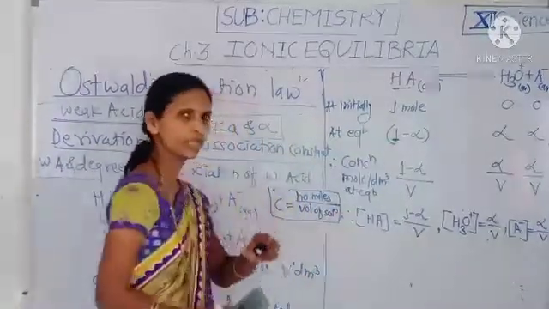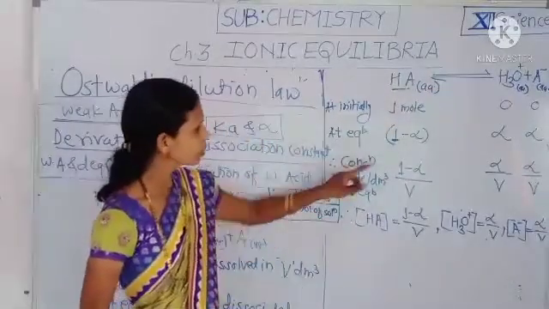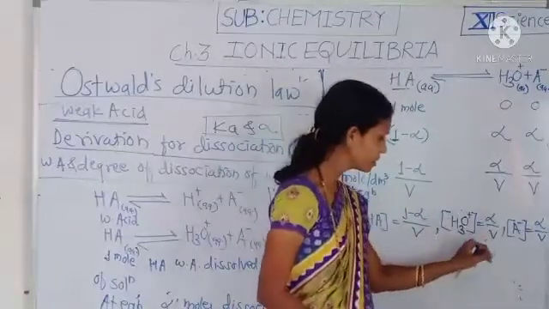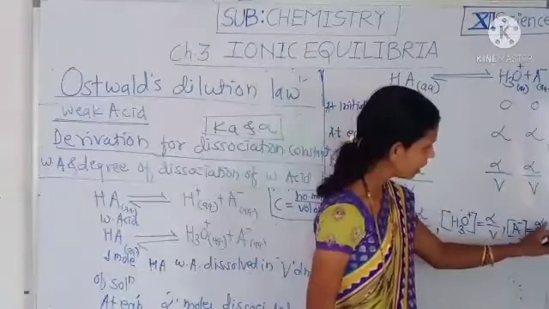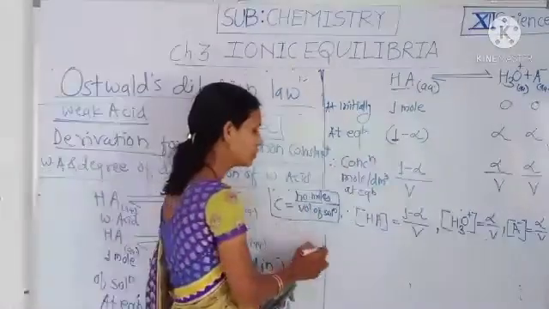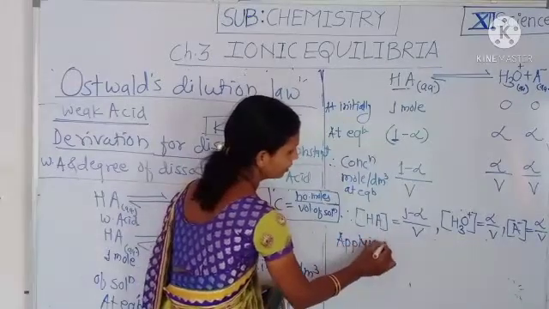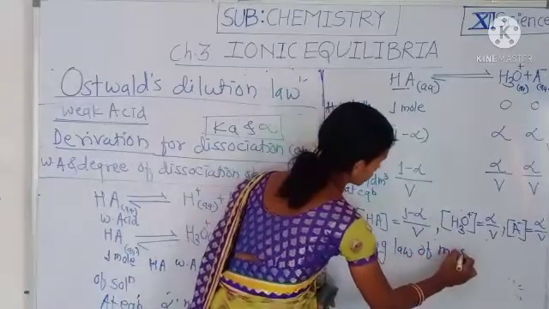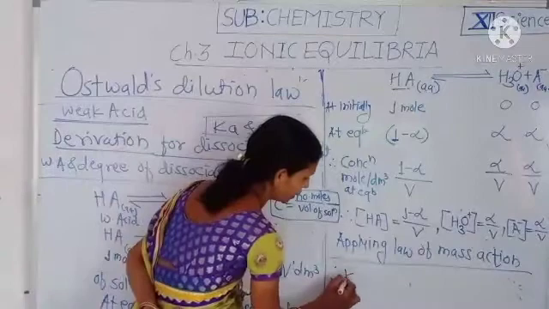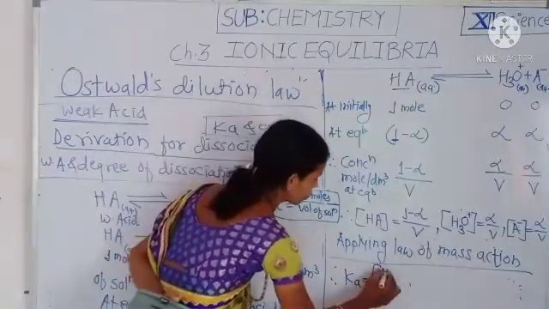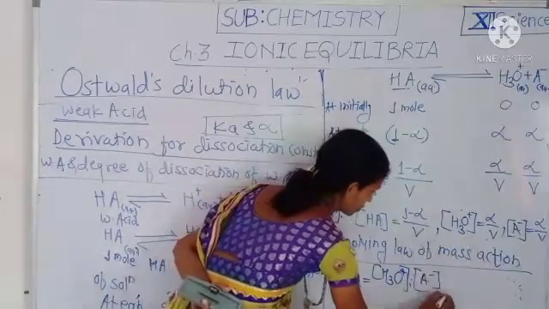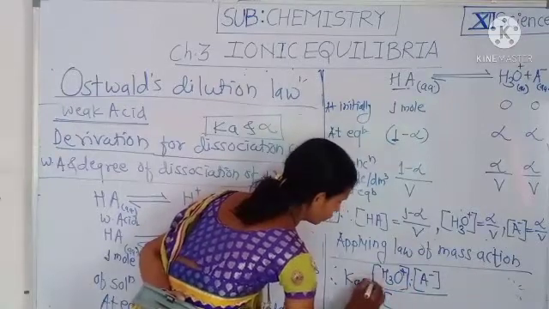Now equilibrium is attained in this equation, and the concentration of HA is 1 minus alpha upon V, concentration of H3O plus is alpha upon V, and concentration of A minus is alpha upon V. Then chemical equilibrium is present in the above chemical equation. Therefore, applying law of mass action to the above equation, we get Ka is equals to concentration of H3O plus into concentration of A minus upon concentration of HA.